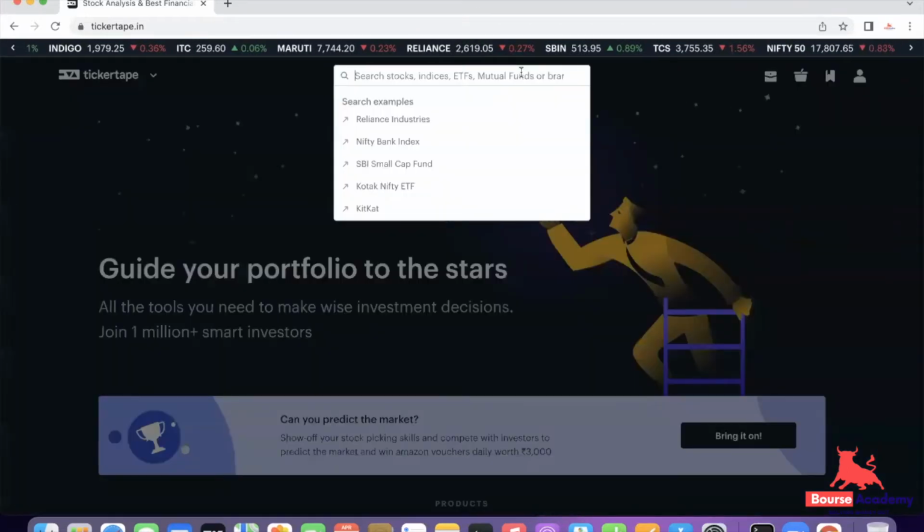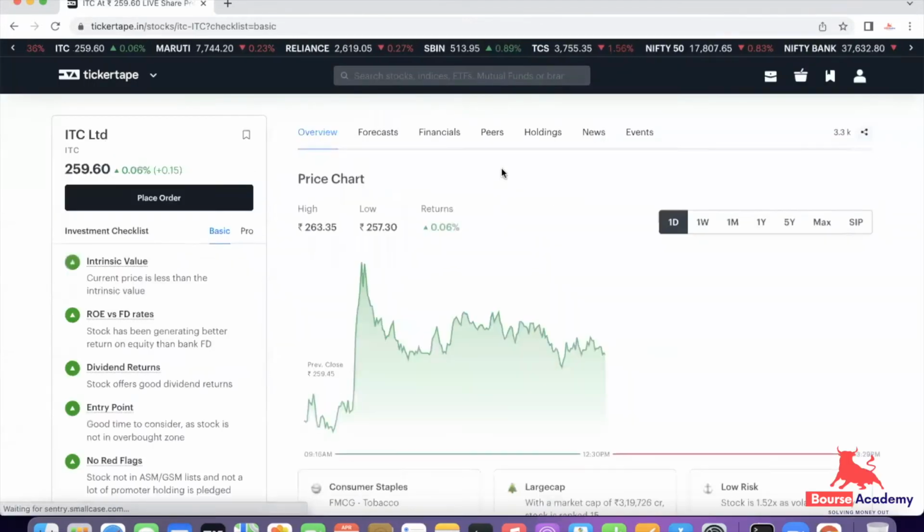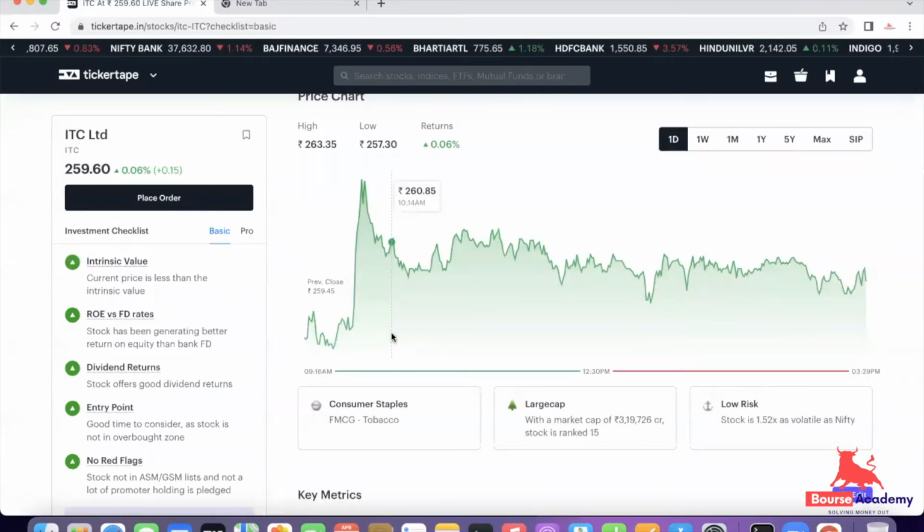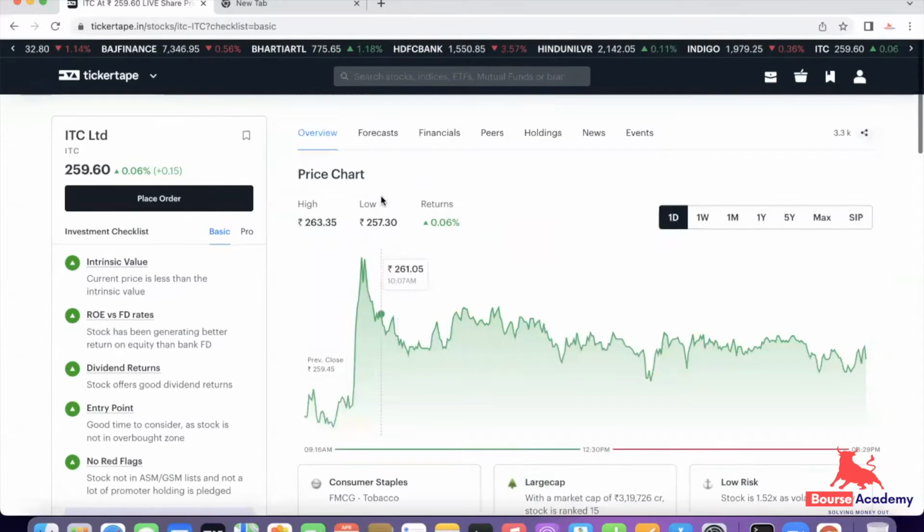For example, for any share which you want to understand in the stock market, we'll write the name here and open it. So let's open ITC. Today's first share, friends, is ITC, and we'll try to understand how Tickertape will help us learn more. This is a Tickertape example, and by understanding with Tickertape, we will be able to see what are the things one should know before investing in the market.